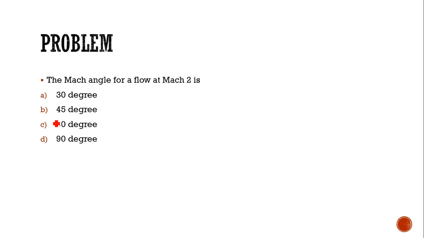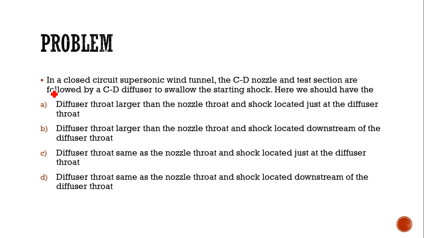Okay, we can finish this by solving this sum. The Mach angle for a flow at Mach 2 is given by the formula mu equals sin inverse of 1 by M. Substitute and find the answer. Sin inverse of 1 by M. Find the answer for this. Sir, 30 degrees. 30 degrees, sir. Okay.